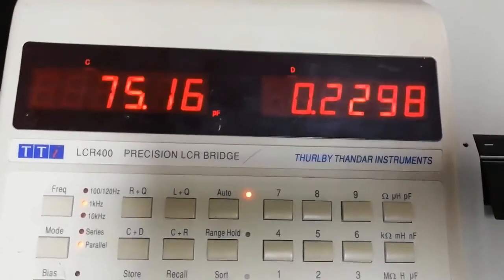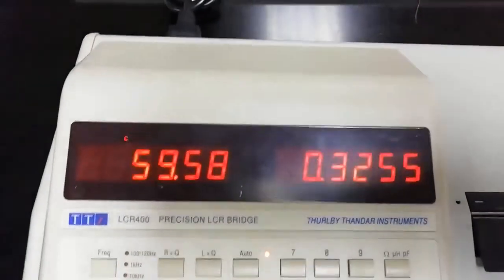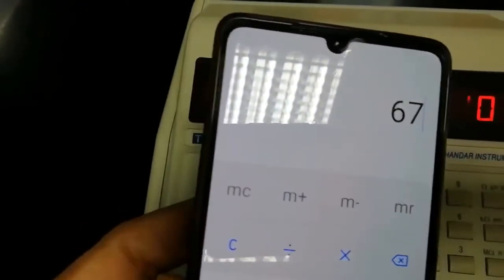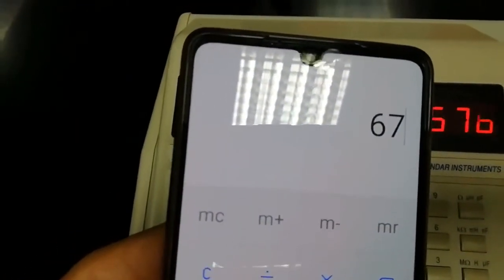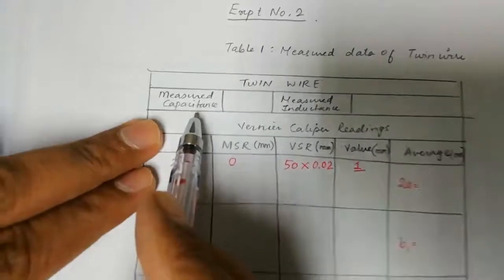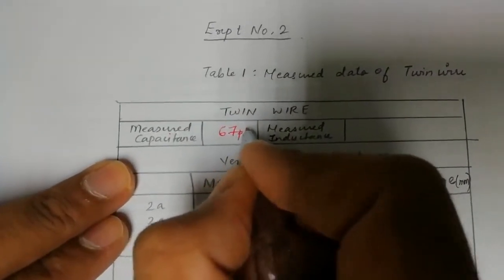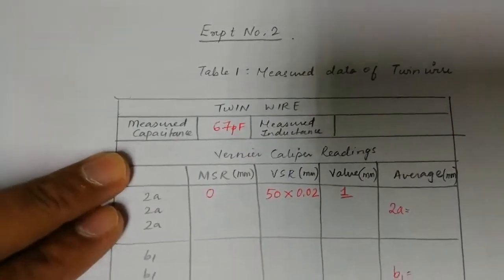So 57 plus 77 divided by 2. This is the value that we are going to take. It is around 67 picofarad, and this value I am going to write here for my twin wire, the measured capacitance, which will be 67 picofarad.